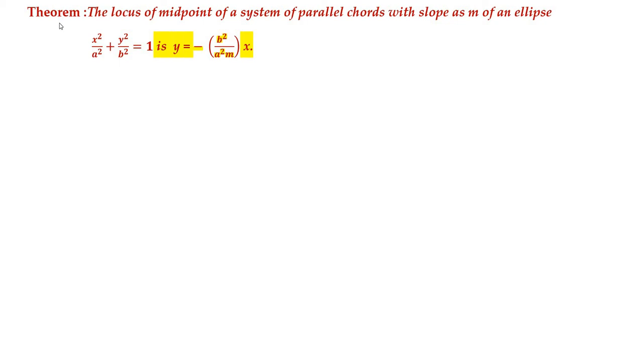So we have this theorem which states that the locus of midpoint of a system of parallel chords with slope m of an ellipse x square by a square plus y square by b square equal to 1 is y is equal to minus b square by a square m into x. That is, it's a line through the origin. So we'll have the proof of this.